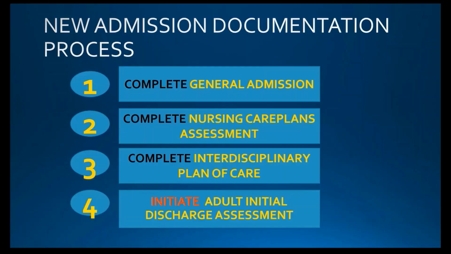Just to review the new admission documentation process, first, you would complete the general admission. Second, you would complete the nursing care plans assessment that is triggered from your general admission. After you complete the nursing care plan assessment, then the interdisciplinary plan of care assessment is going to be triggered. After that, you would initiate an adult initial discharge assessment.